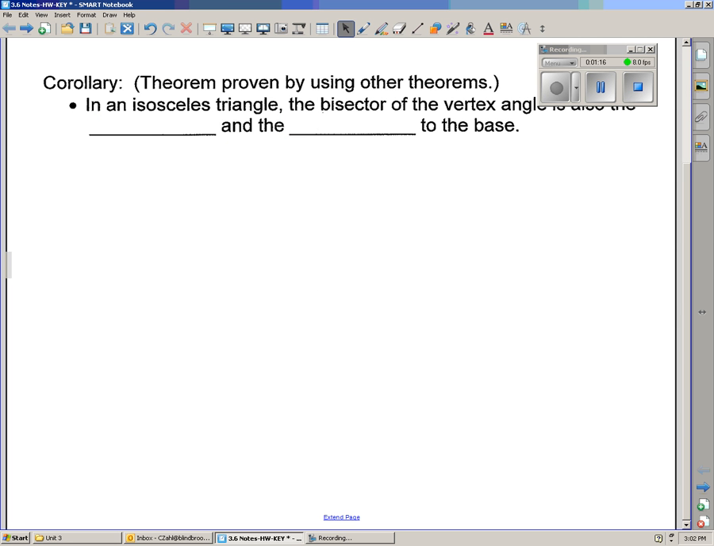the bisector of the vertex angle also acts as the median and as the altitude to the base. And all of these converses would be the same as well.